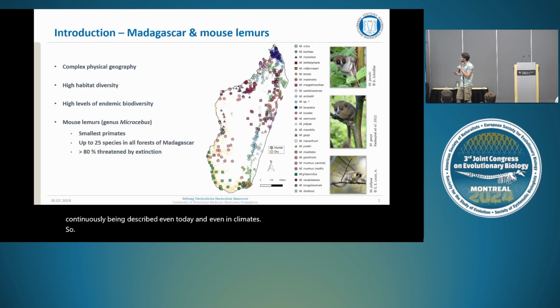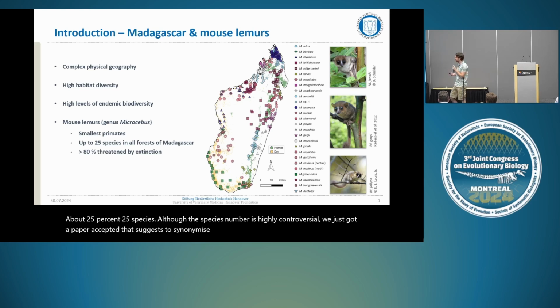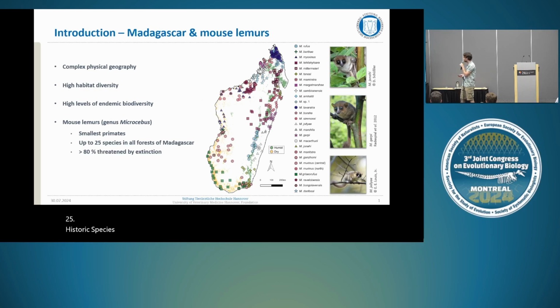Madagascar's biodiversity entails the iconic lemurs, and about one-fifth to one-fourth of all lemur species are mouse lemurs. This genus comprises the smallest of all primates. They're about 100 grams in weight. They are arboreal and nocturnal. About 25 species, although the species number is highly controversial. We just got a paper accepted that suggests synonymizing 6 of these species. And 80% of these 25 historic species are threatened by extinction.